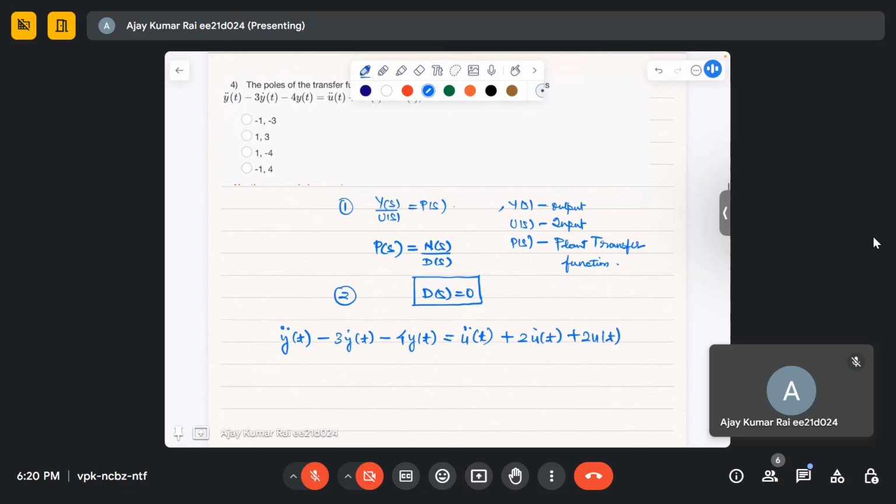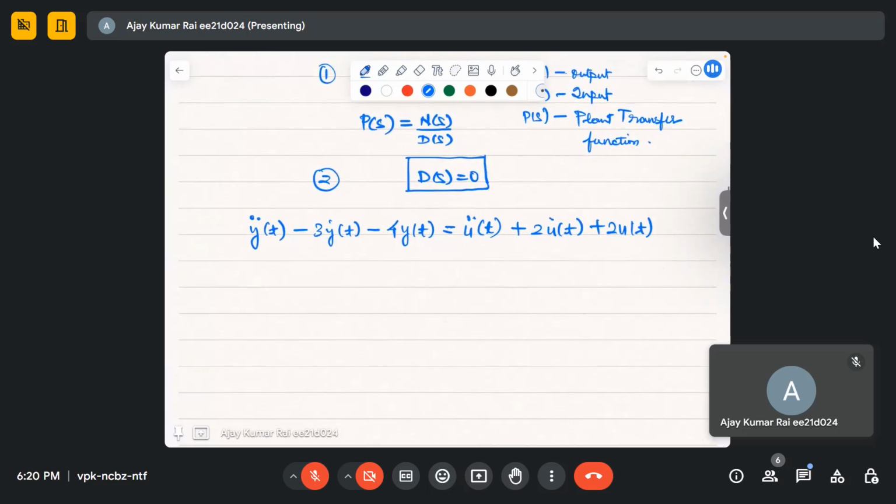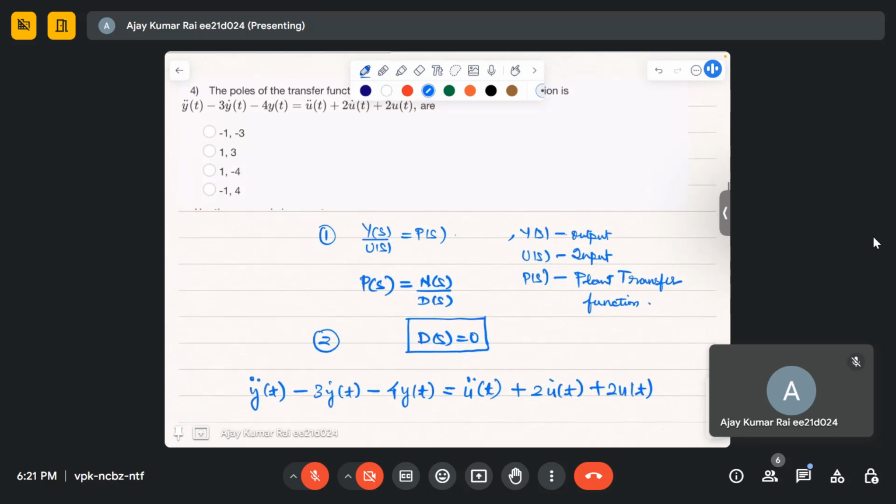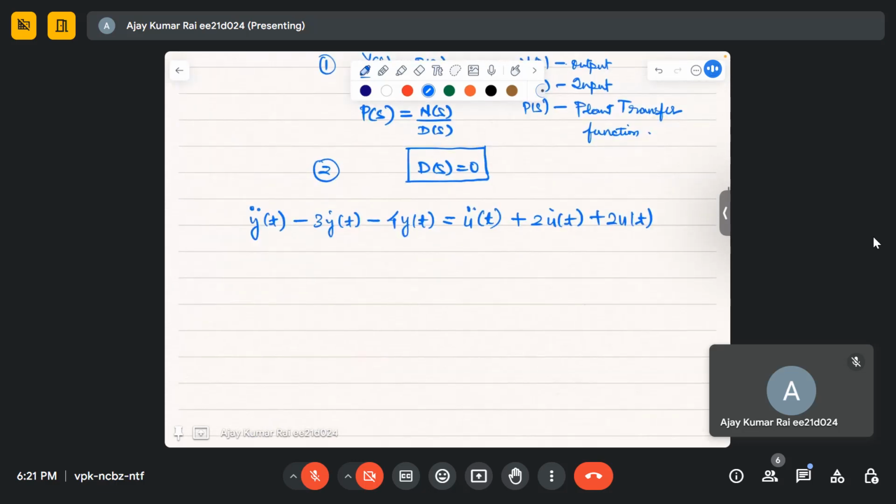So this is the governing equation, and you have to find the transfer function. Directly, I'll make all the initial conditions 0 and take the Laplace transform. One more time I have to check. Okay, everything is correct. Plus 2. Let me take the Laplace transform.